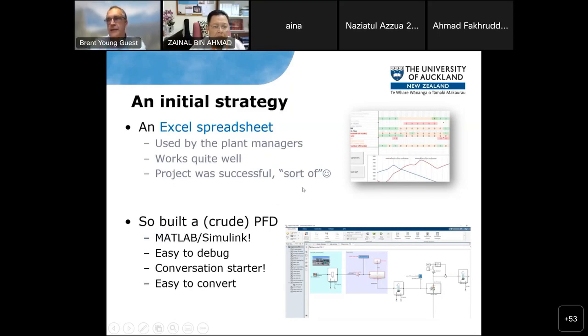So at least as a first pass, we built a crude process flow diagram using MATLAB and Simulink, which is amazing because normally industries run a mile from MATLAB. But in this case, we convinced them that actually it was a useful solution for them. And it was a very good conversation starter with the company because we could diagrammatically show them the process operation, and that's really what the managers understood more than poring through a spreadsheet.